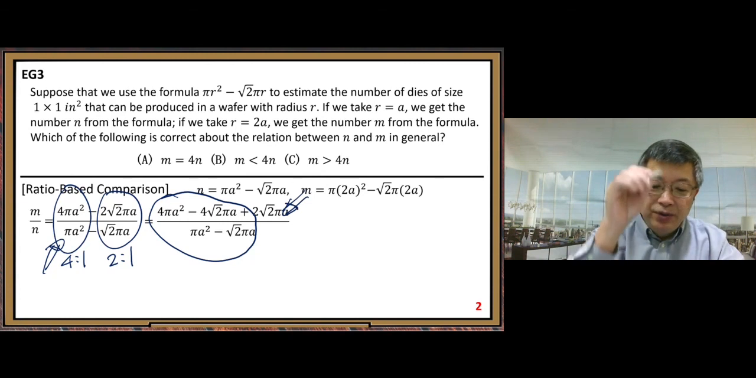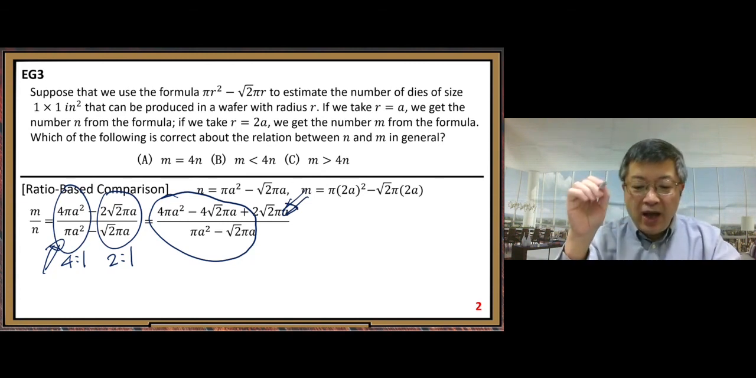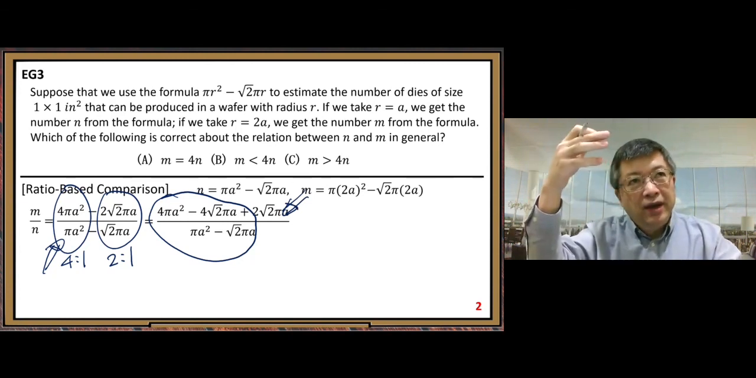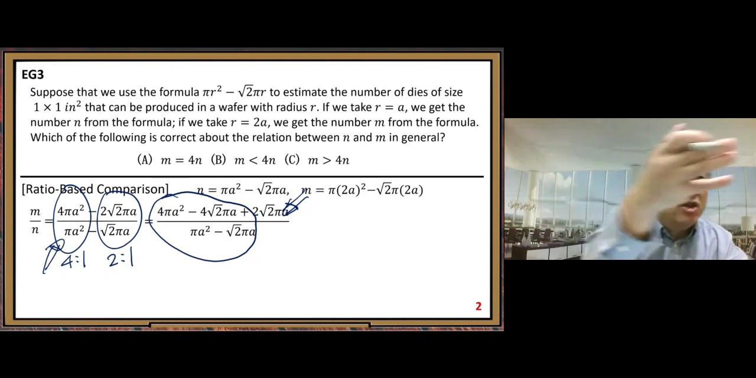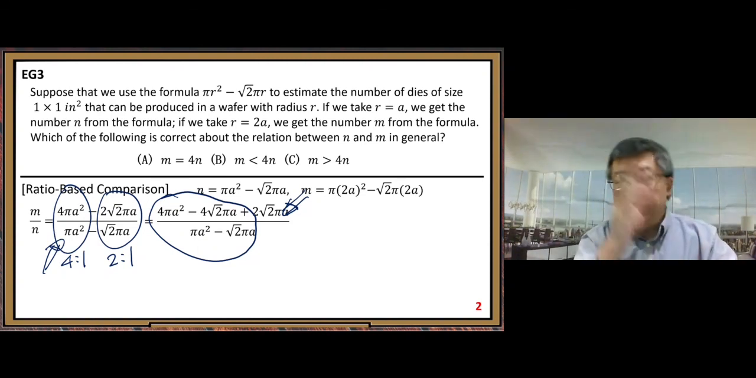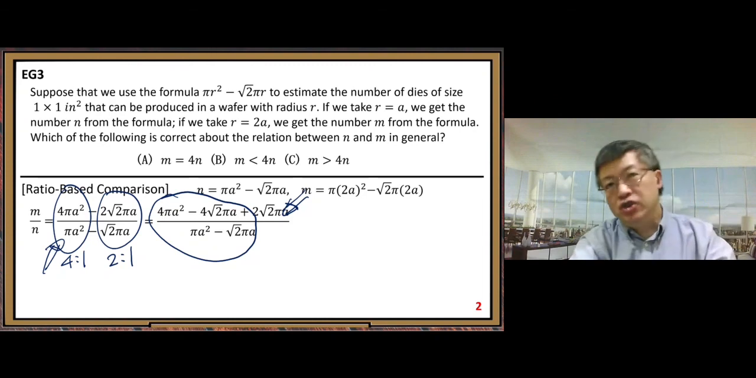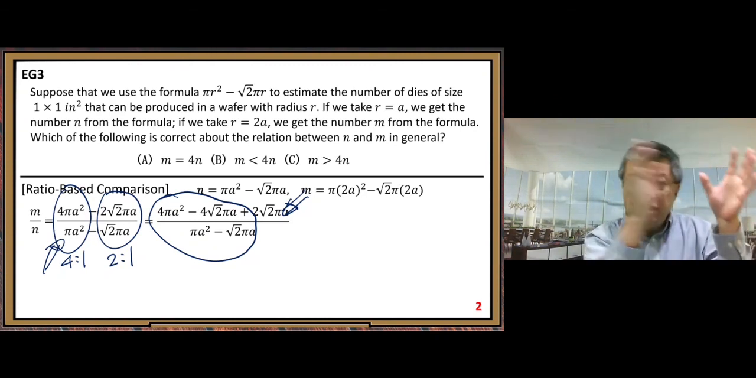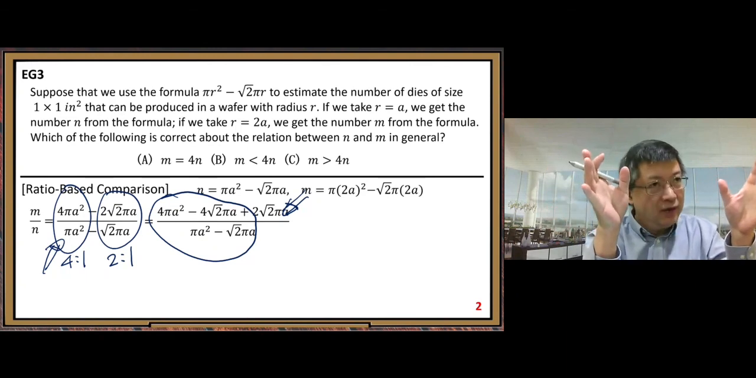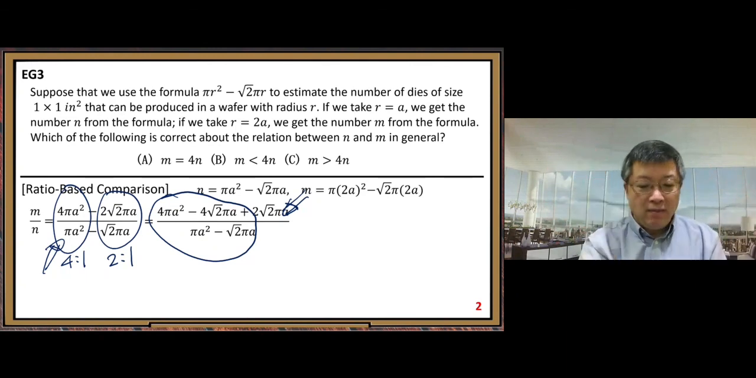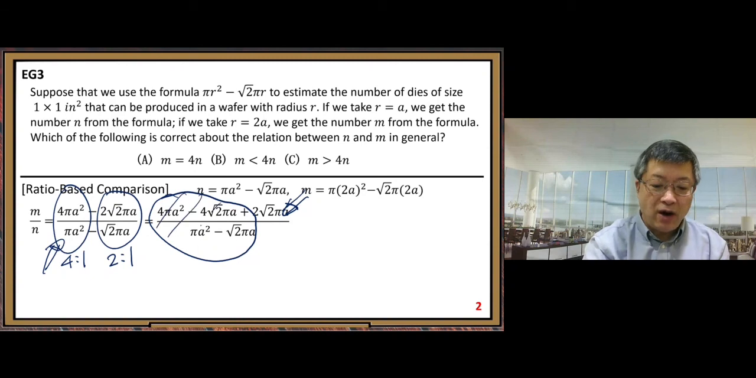Plus 2√2 pi a to make the numerator the same as before. You cannot change the numerator, right? Here we just change the form, but we cannot change its value. We keep the same value. But we need the first part.